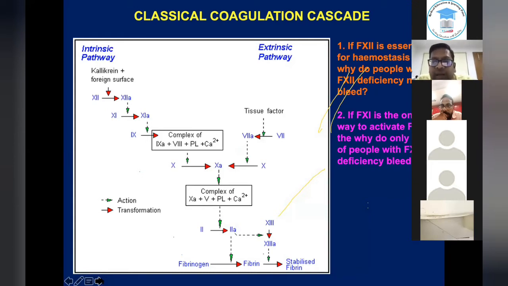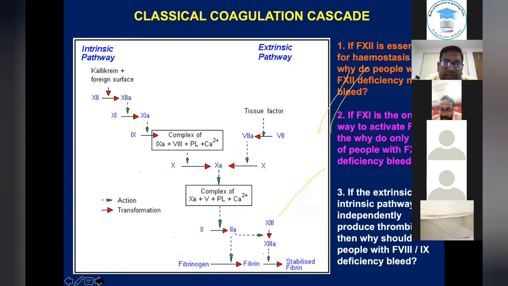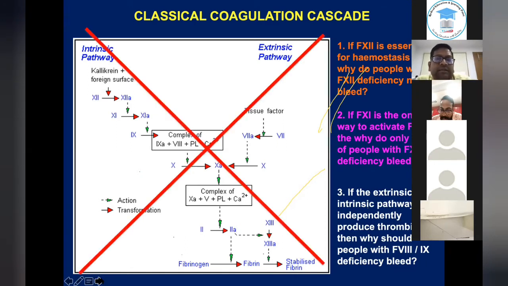Similarly, factor 11 is the only way to activate factor 9, but people with factor 11 deficiency do not bleed as much as we would expect. Similarly, if there are two pathways, a defect in the intrinsic pathway should be compensated by an extrinsic pathway hyperactivation. We are also not observing that. So that is the reason the coagulation cascade may not hold good for what happens inside the body.